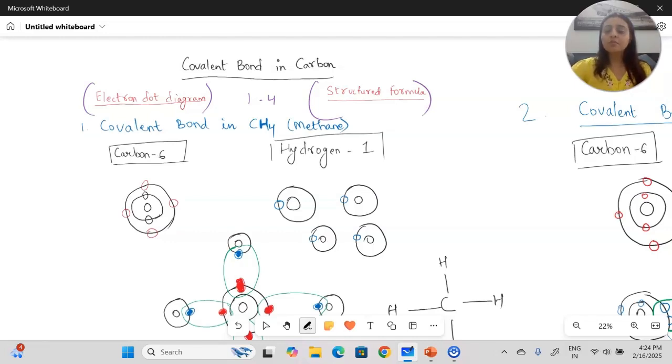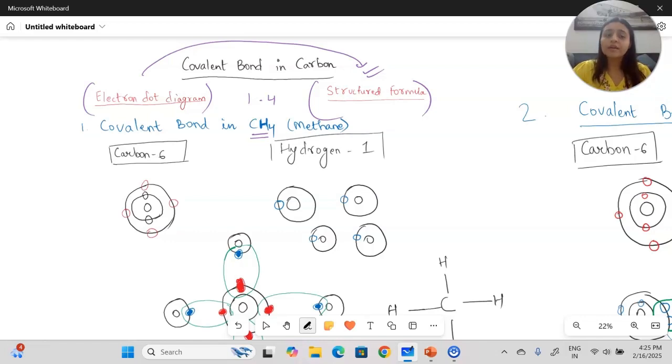Most of the time we are going to use the structural formula, but these are the raw diagrams. From the electron dot diagram you are going to learn the structural formula. To draw the electron dot diagram, we need to know the valency of each element, and for that you need to learn at least 20 elements, up to calcium. As you can see, there is CH4, which means carbon is going to form covalent bonds with hydrogen.